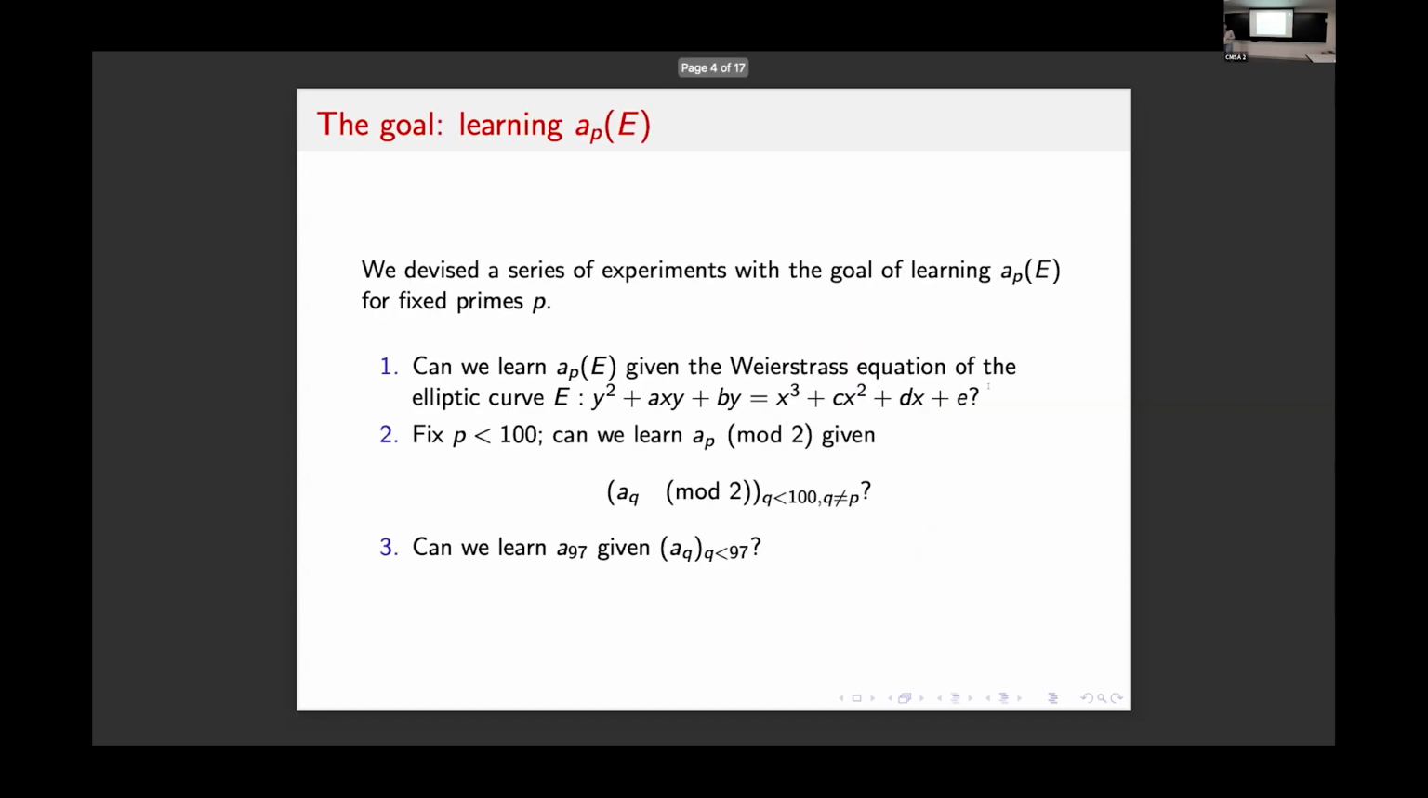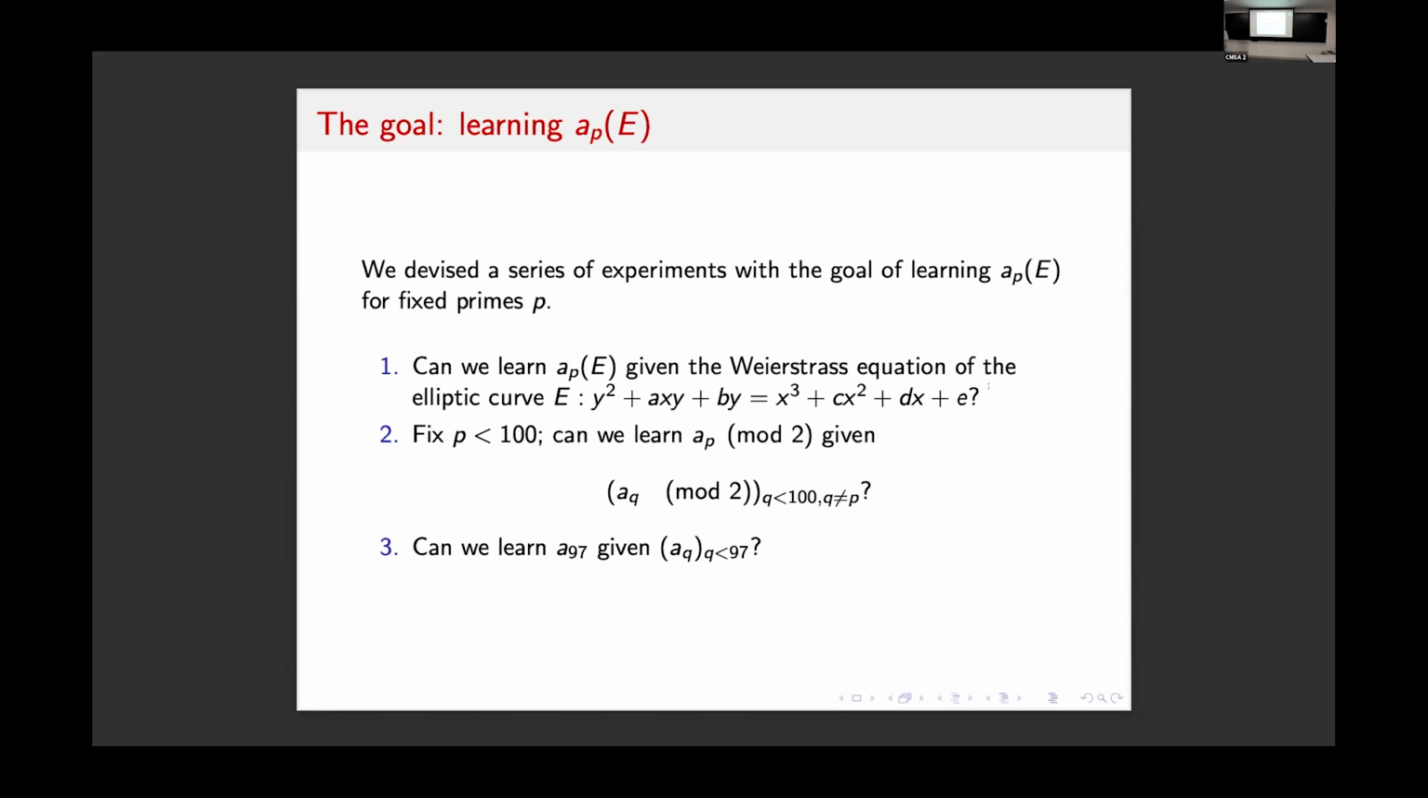All right. There are 3 series of experiments that I will tell you about. The first series of experiments is something that you might want to do: if you have the equation describing the elliptic curve, it comes with a bunch of coefficients, and this is what we call a Weierstrass form of the equation. So if we give it the equation, the Weierstrass coefficients a, b, c, d, and e, can it learn those Euler factors, a_p(E)? If you were at the previous talk, you've seen that this is not a trivial thing to do.